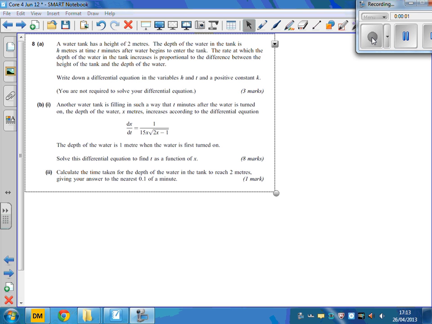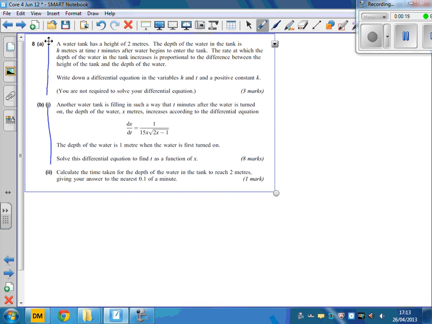June 2012, Core 4, Question 8, the last one, the differential equation. And nice that they split this up in two parts this time. One to test could you interpret the words, and the other bit to try and do the differential equation, including a Core 3 integral to do. Let's read the first one.